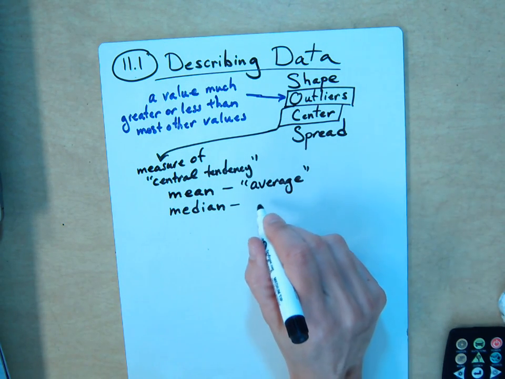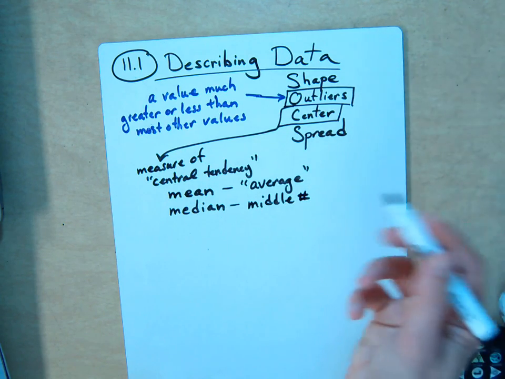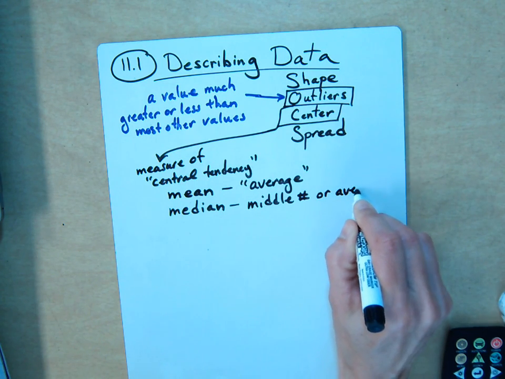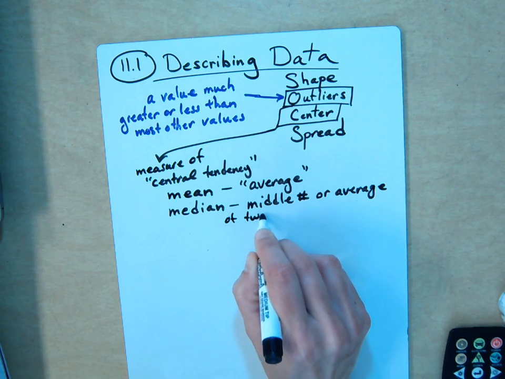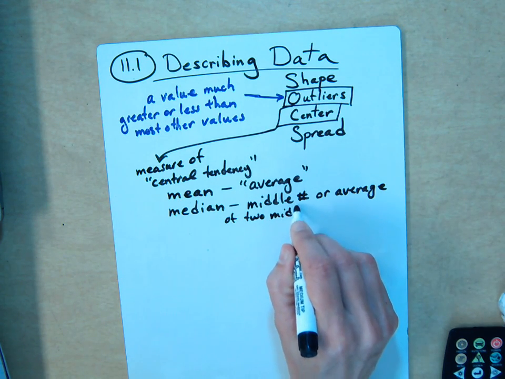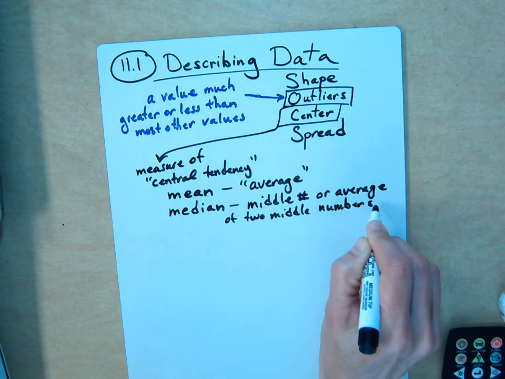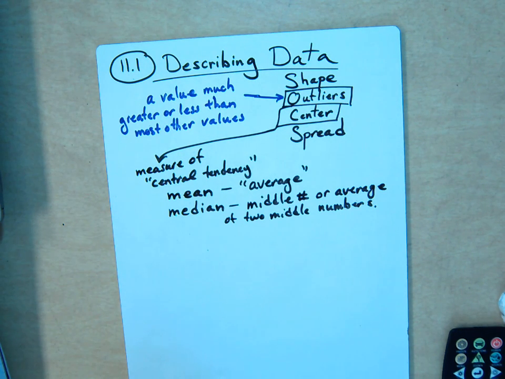The median is the middle number, or the average of the two middle numbers if there's an even number of numbers. And often the median is sometimes a more valuable number because it's resistant to being pulled higher or lower by those extreme values.